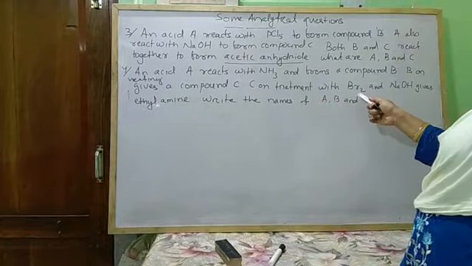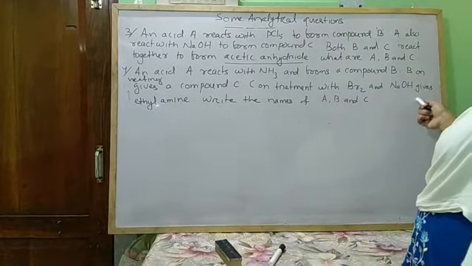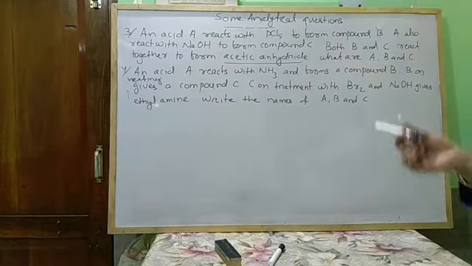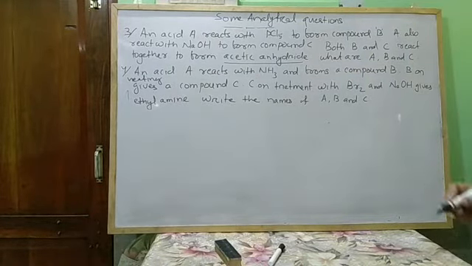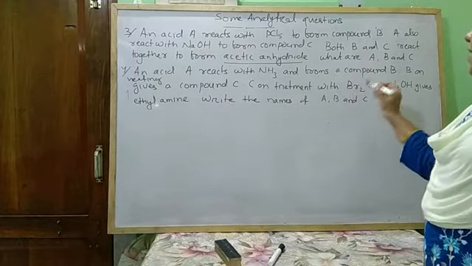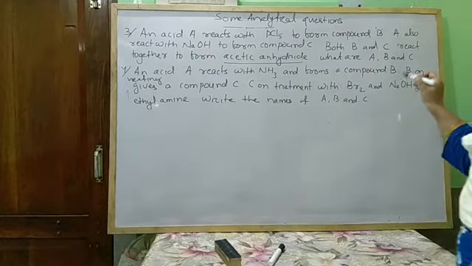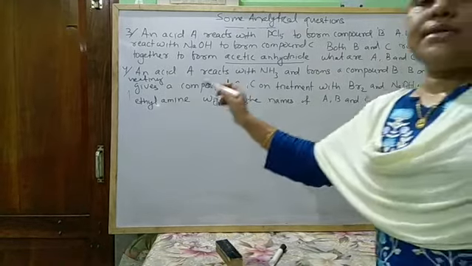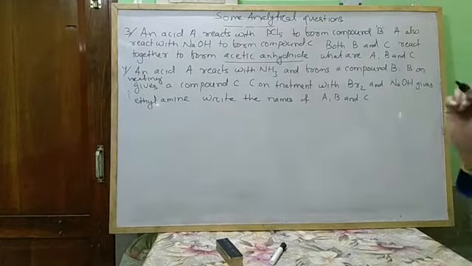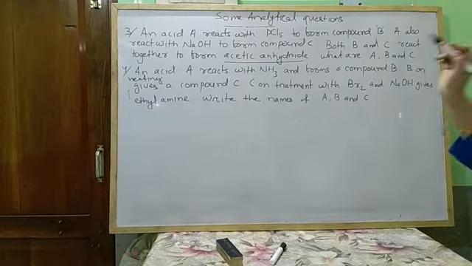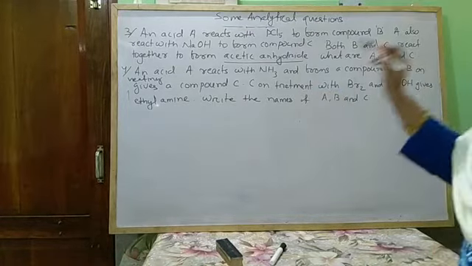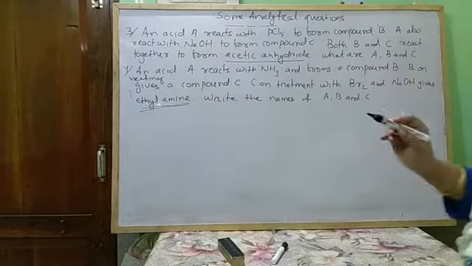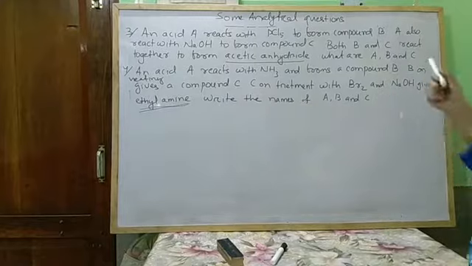C on treatment with bromine and NaOH gives ethylamine. This reaction is known as the Hofmann bromamide reaction. When an amide reacts with bromine and aqueous alkali like sodium hydroxide or potassium hydroxide, it forms an amine, and this amine has one carbon atom less than the parent amide. As the amine given is ethylamine, this is the key clue. Write the name of A, B, C.